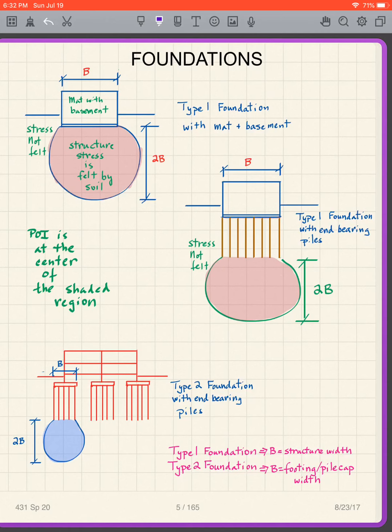We've already talked about those to a certain extent. This semester, though, we're going to add in a basement with these end-bearing piles, which we did not do last semester.